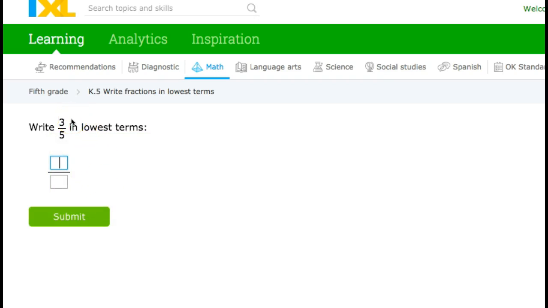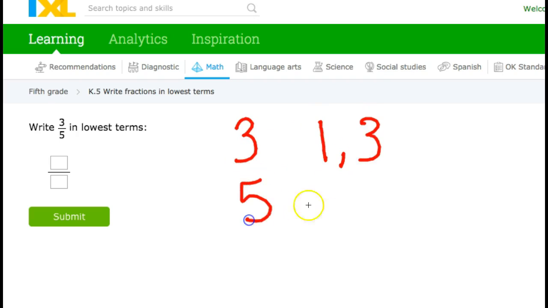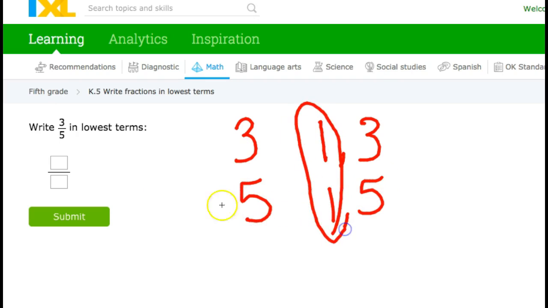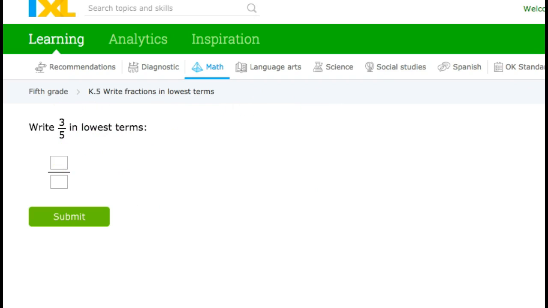First thing you should notice when you take a look at this 3 and this 5, they are both prime numbers. That means they can't be factored any lower. The only factors I have for 3 are 1 and 3. The only factors I have for 5 are 1 and 5. And if the greatest common factor is 1, it doesn't change them. 3 divided by 1 is still 3. 5 divided by 1 is still 5. So it already is in its simplest terms.